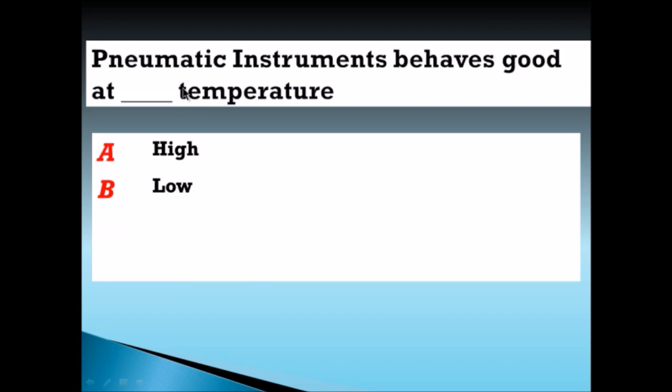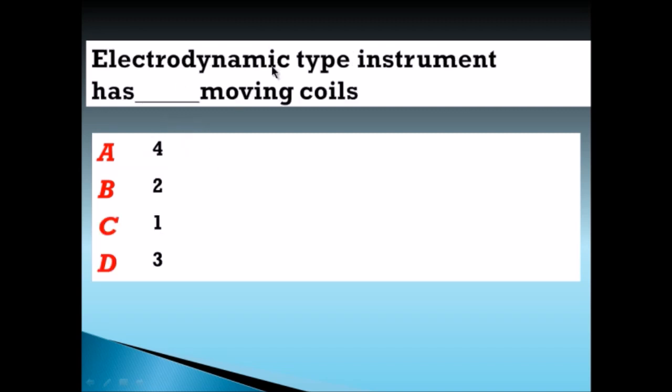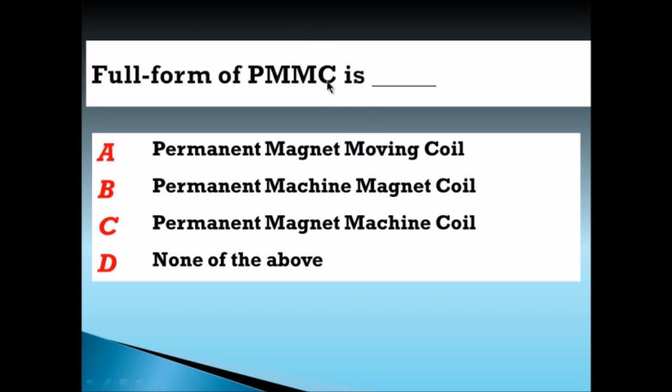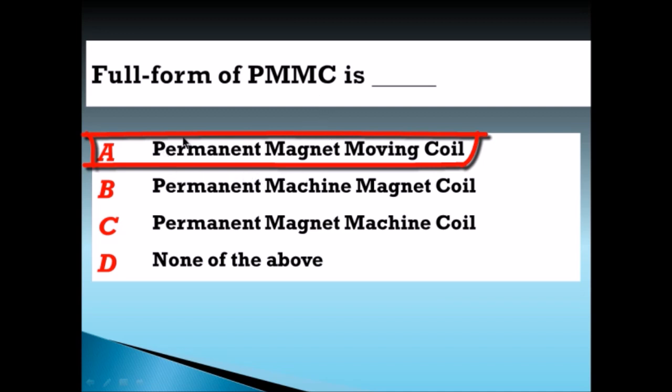Pneumatic instrument behaves well at which temperature? Pneumatic systems are made of an air supply system, and a pneumatic system behaves well at high temperature. Electrodynamic type instrument has how many moving coils? An electrodynamic type instrument has one moving coil. So the answer is C, one moving coil. Full form of PMMC: permanent magnet moving coil. So the answer is A.